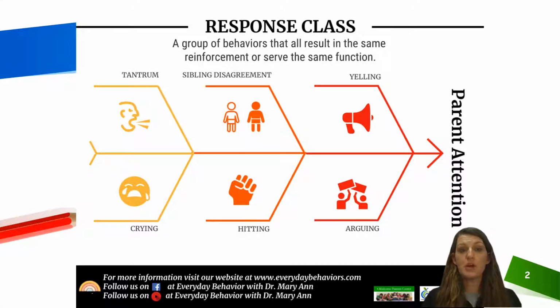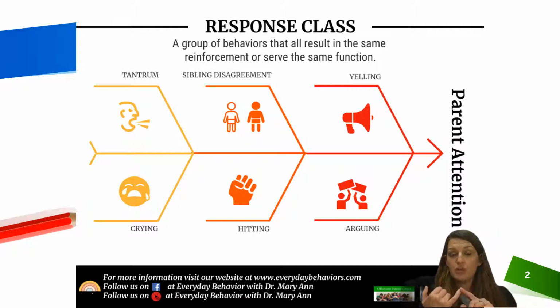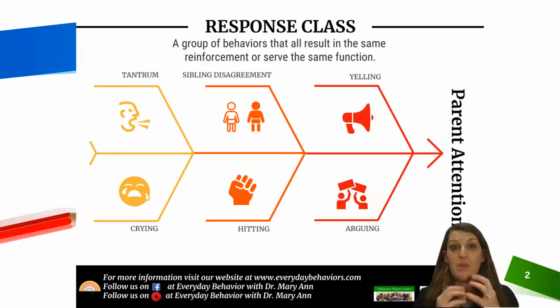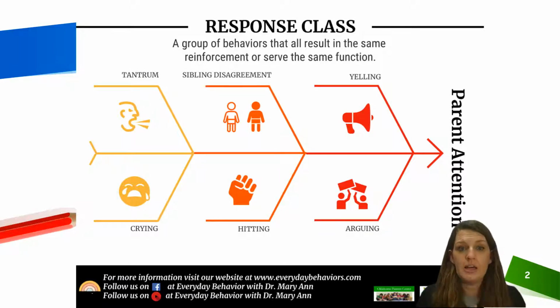And so a response class is a group of behaviors that all result in the same reinforcement or serve the same function. So there's a lot of ways to get parental attention. You may get parental attention through having a tantrum. So maybe if I throw a fit, stomp my feet, you may get parental attention from that. It may be that high intensity attention from that.